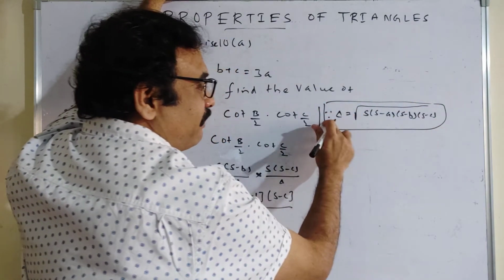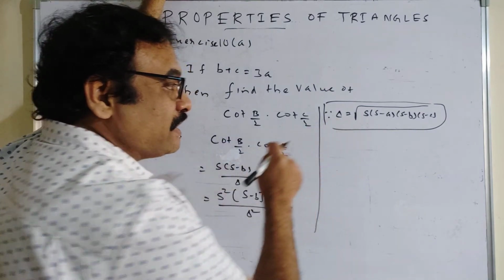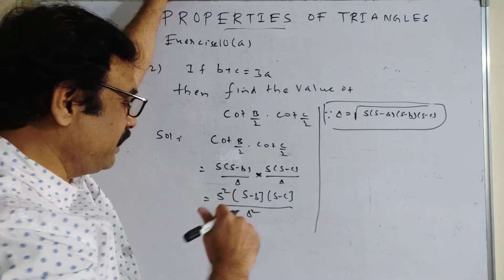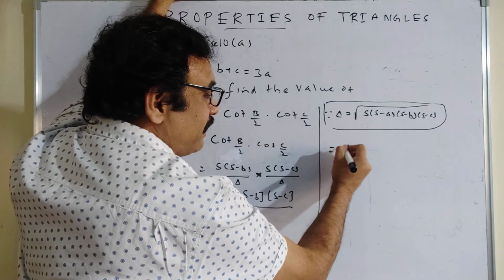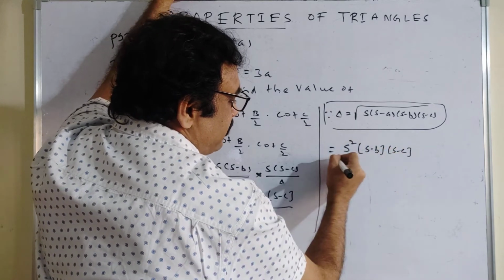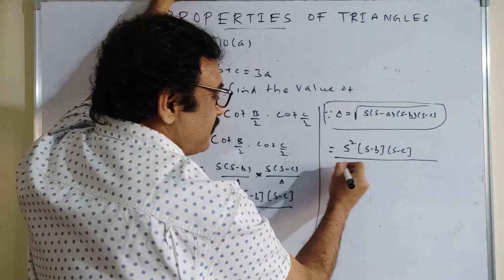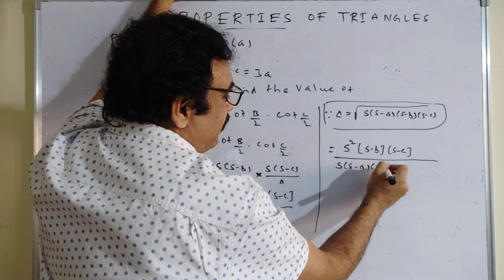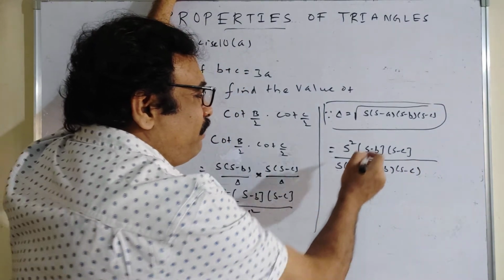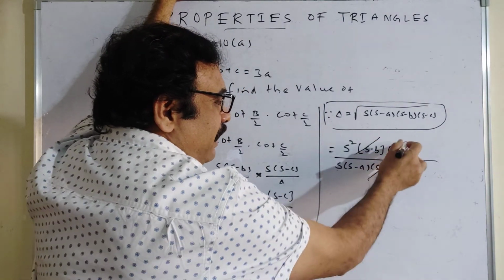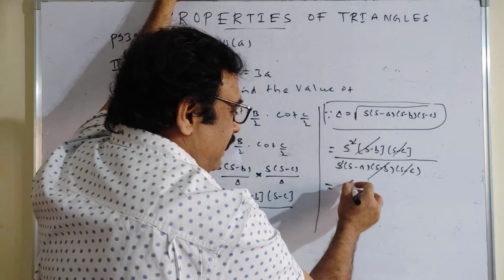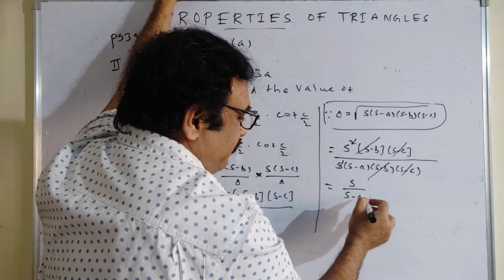Since this is the formula, if I go for squaring on both sides, delta square is equal to s into s minus a into s minus b into s minus c. So we'll be writing it this way: this is s square, this is s minus b, and this is s minus c. I'll be writing downside, this is s into s minus a into s minus b into s minus c. Now I'll be cancelling s minus b, s minus b. I'll be cancelling s minus c and s minus c. I'll be cancelling s and s. I'll be getting s by s minus a.